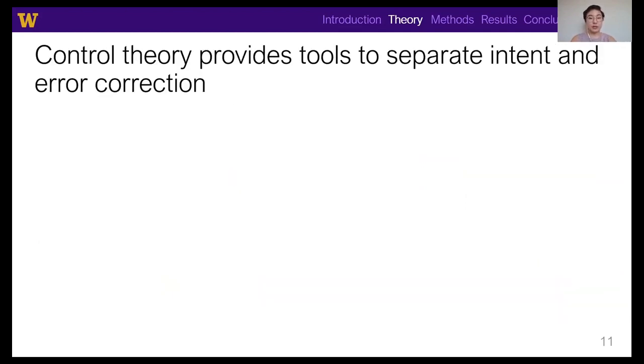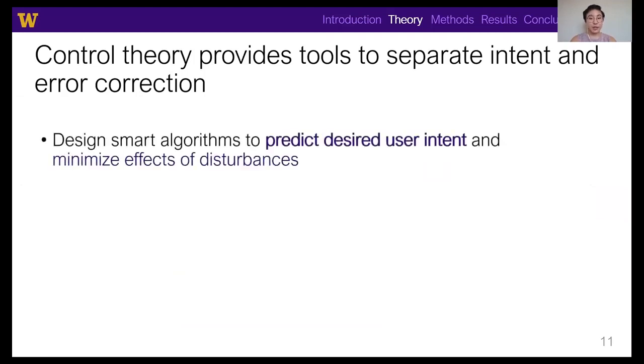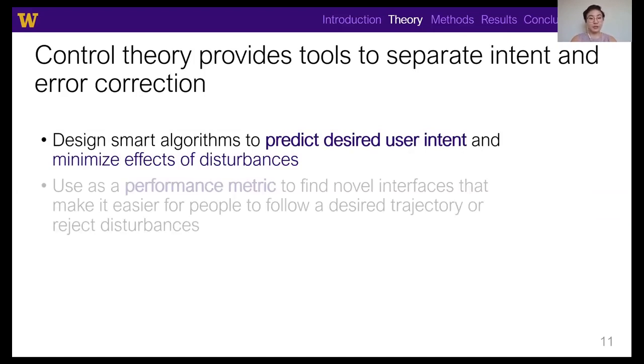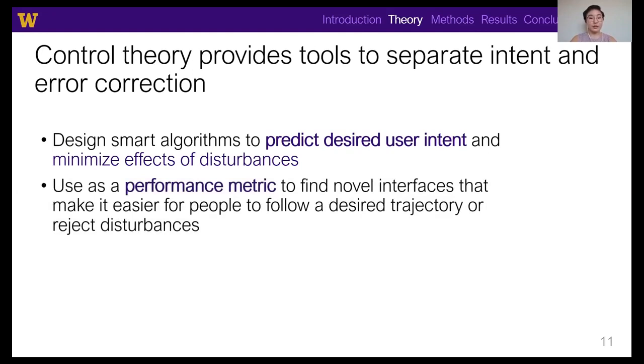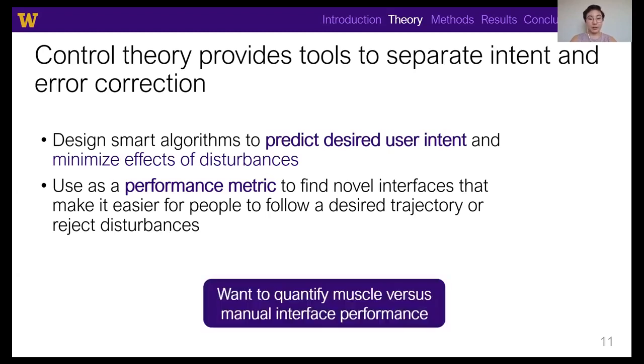In this way, control theory can be used to separate user input into intent and error correction for continuous tasks. And these tools could be useful in designing smart algorithms that can predict the desired user intent and minimize effects of disturbances. It could also be used as a performance metric to find novel interfaces that may make it easier for people to follow a desired trajectory or path. Today, I will be exploring the latter to determine whether this method can be applied to quantifying performance in muscle versus manual interfaces.